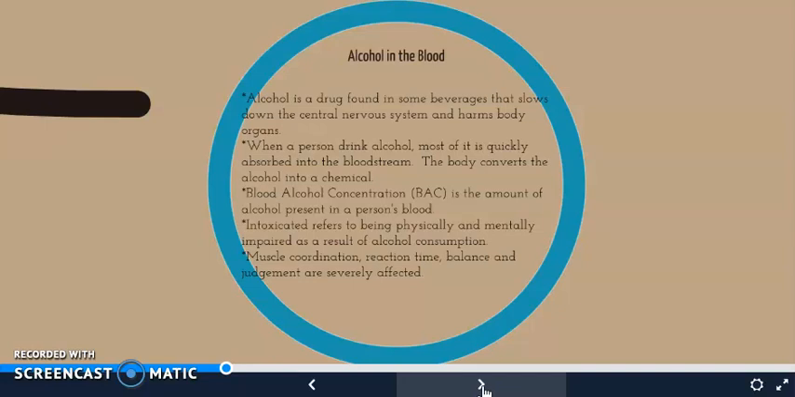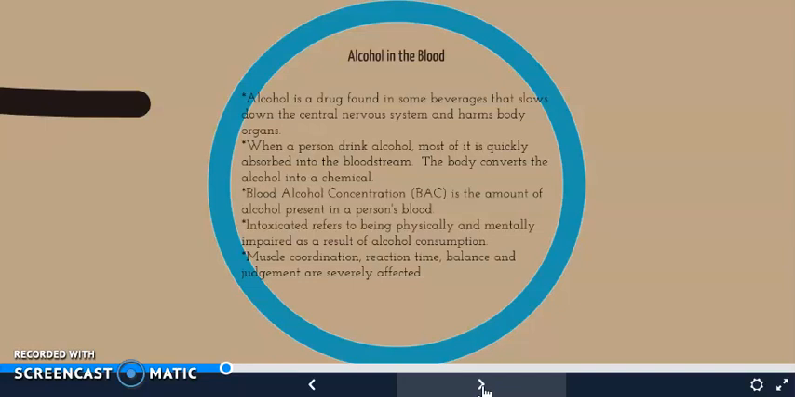When a person drinks alcohol, most of it is quickly absorbed into the bloodstream. The body converts the alcohol into a chemical. In most people's bodies, this chemical changes into carbon dioxide and water and is eliminated. In some people, however, a small amount of this chemical goes to the brain and becomes another chemical known as THIQ. This can cause this person to become addicted to alcohol.